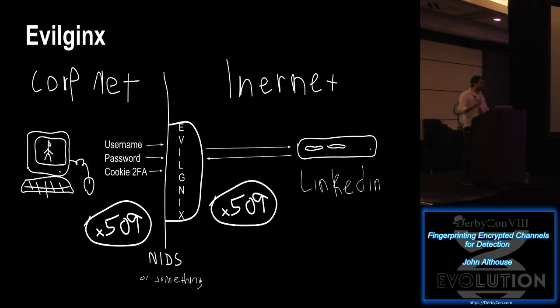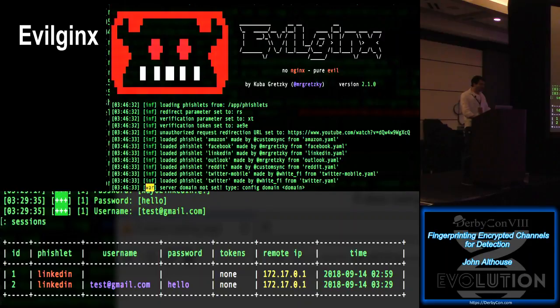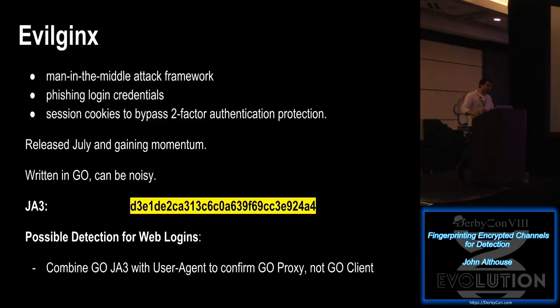EvilGenX is a man-in-the-middle proxy. So it's supposed to steal your cookies or your passwords and whatnot. And it's written in Go, and so there's the JA3 for that. Now, however, this is the JA3 for Go. So if you were trying to detect on this, then what you would be detecting is the Go client.